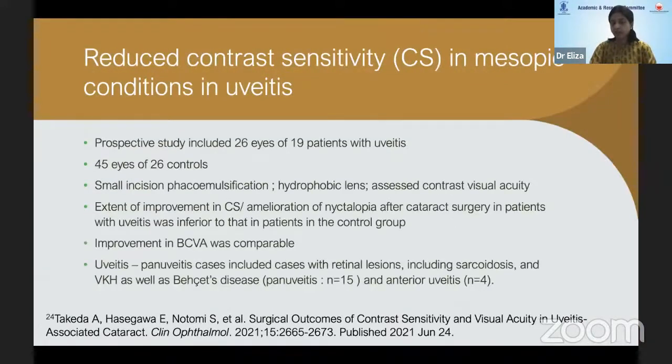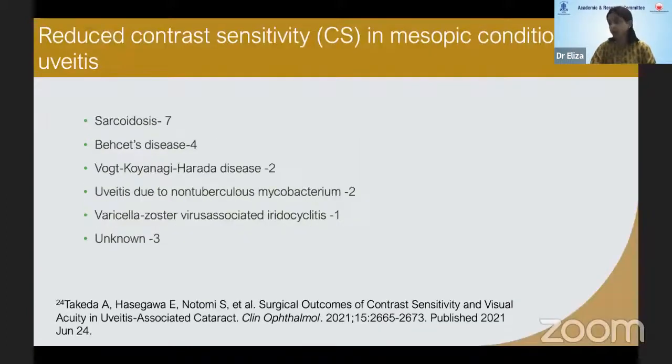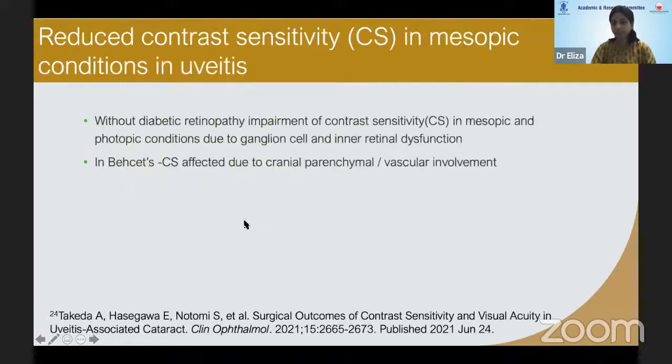Then this is an interesting prospective study where they compared the amelioration of nyctalopia in normal patients and in uveitic eyes. They found that the amelioration of nyctalopia after cataract surgery in uveitic eyes is definitely inferior to normal patients. So all kinds of uveitis have some degree of delayed dark adaptation. They included cases of sarcoidosis, Behçet's, VKH, as well as uveitis associated with non-tuberculous mycobacterium and VZV.